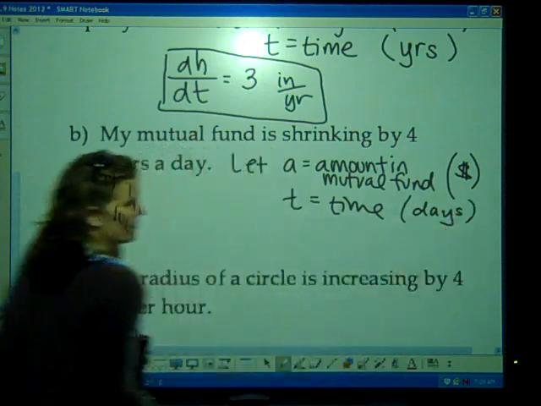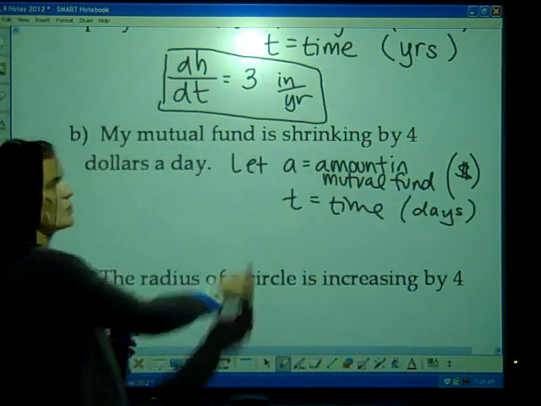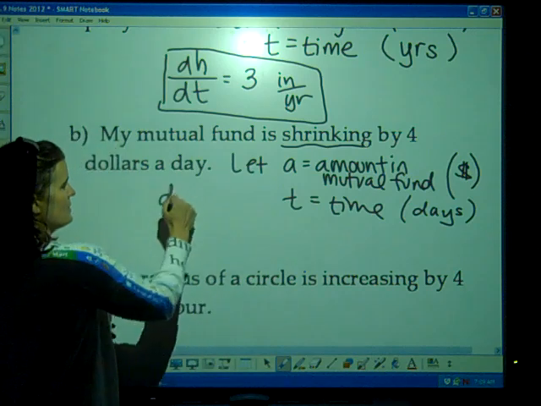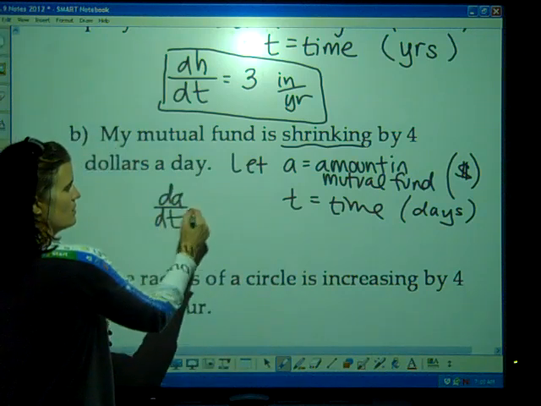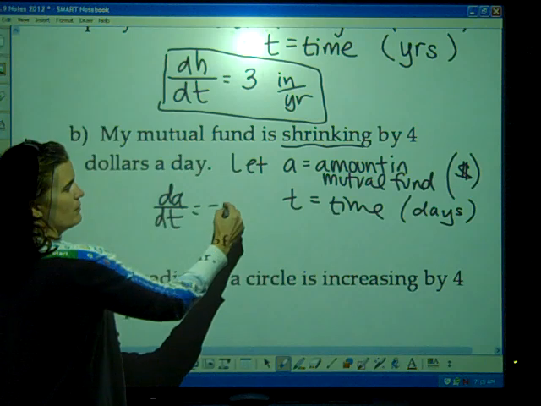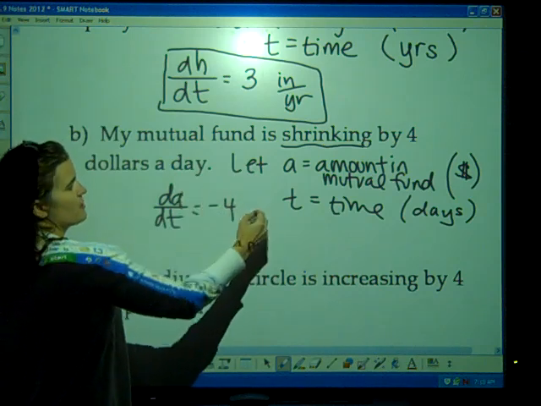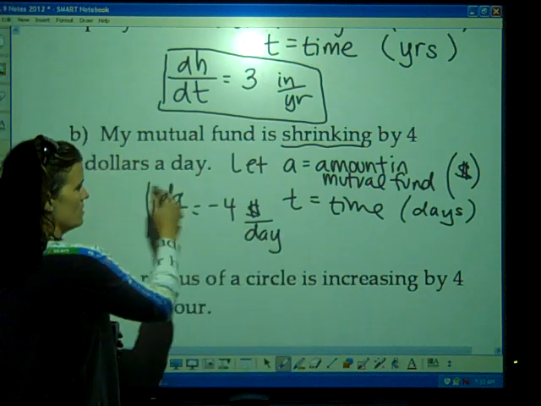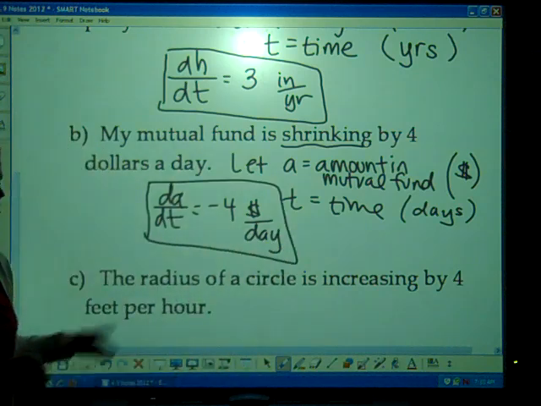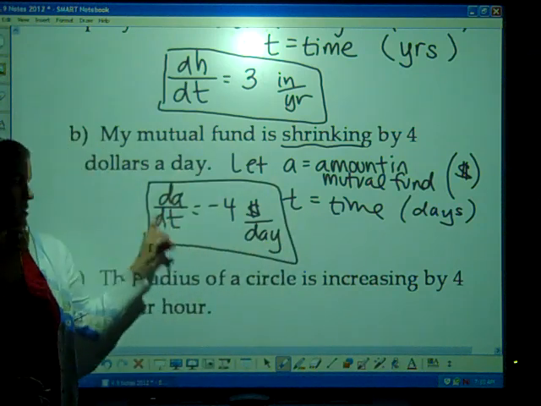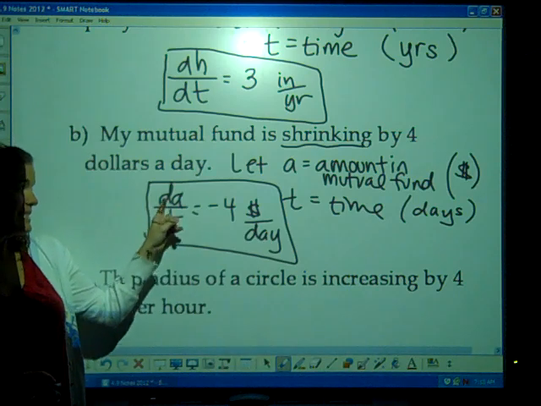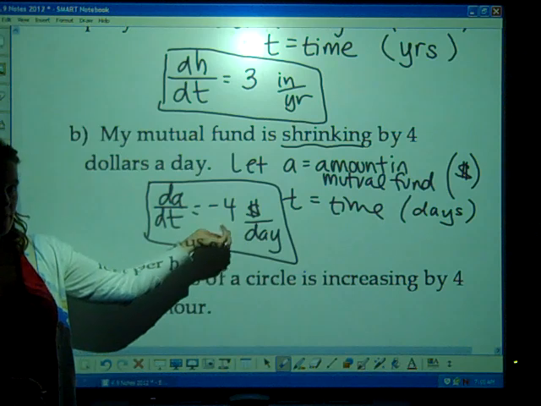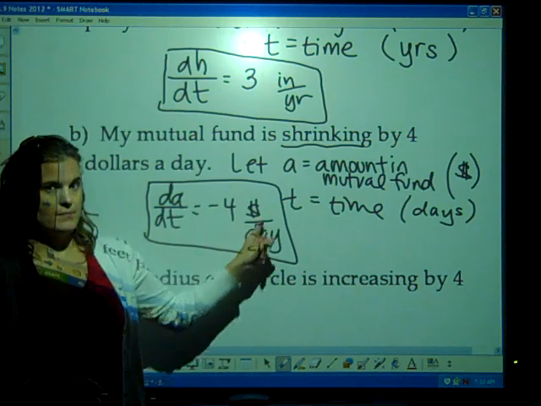So if my mutual fund is shrinking, that's obviously a decreasing amount, so we would say that dA dt would equal -4 dollars per day. You can go ahead and use the dollar symbol. So we just wrote a rate of change. Notice that it's called a differential equation. You have d of something over dt equals the value that was provided for you, and your units.